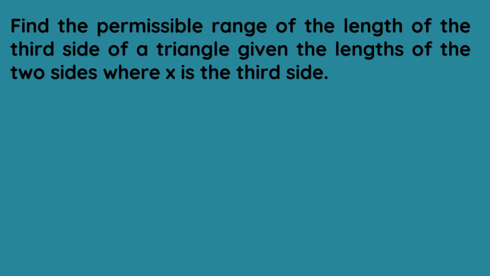Let's now try to find the permissible range of the length of the third side of the triangle given the lengths of the two sides, where x is the third side. When we talk about permissible range, this is actually the allowable range, the allowed range or the permitted range of the length of the third side. So we have first the example 9 units and 12 units. So we are asked to find the possible range of the length of the third side, wherein we have represented the third side as x.